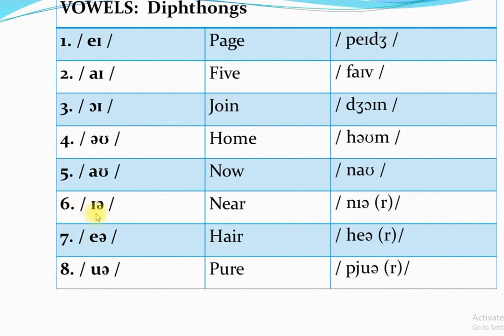The sixth one, ear, like near. The seventh one, air. See, ear, and this is air. You start with the air sound and go down a little, like hair. The final sound is ue, like pure. Notice there is a y sound in it.